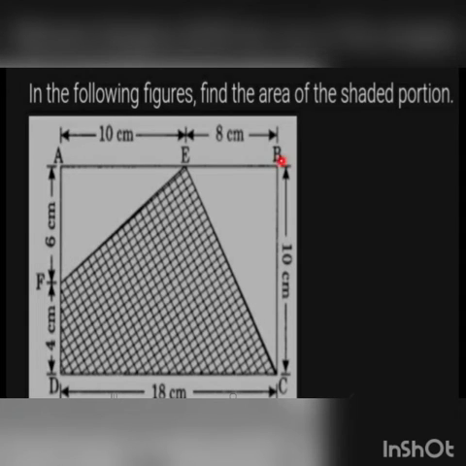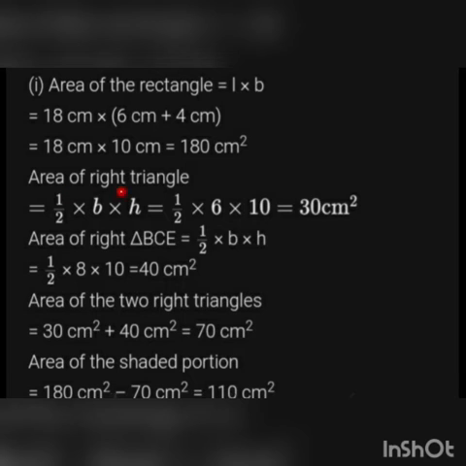So there we can find the area of this triangle. Similarly here also this angle will be 90 degrees. So taking this as altitude and this as base, 10 into 8. So the area of the right triangle is half BH. Half into 6 into 10, you are getting 30 centimeter square. Now the other triangle, area of the right triangle, half BH, half into 8 into 10, 40 centimeter square.